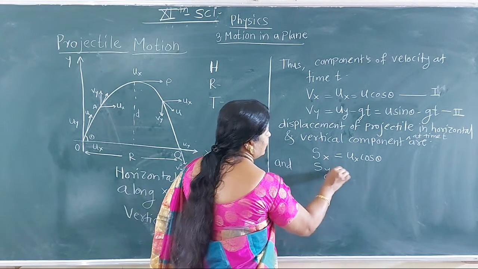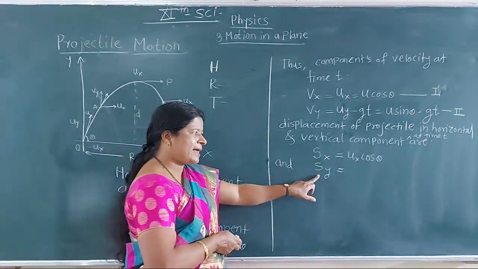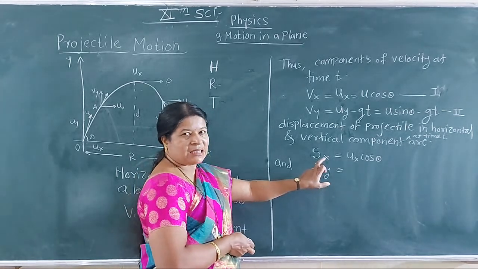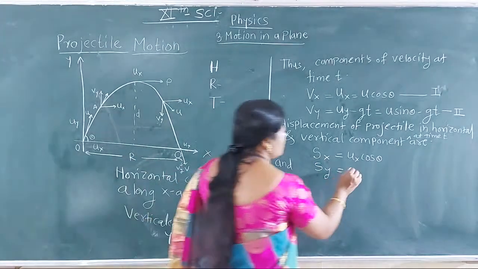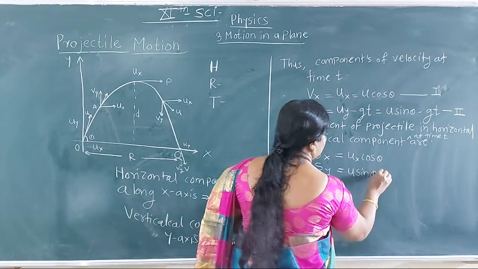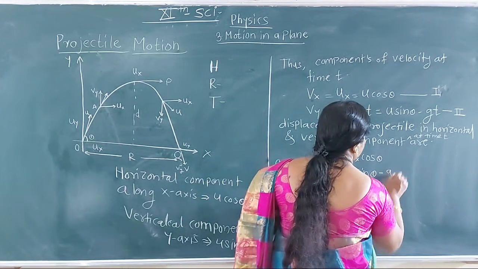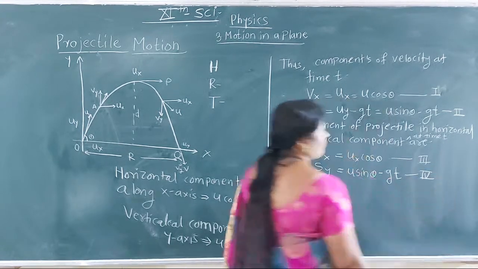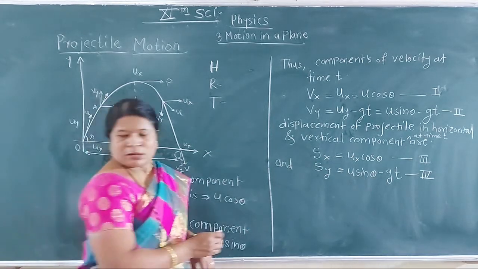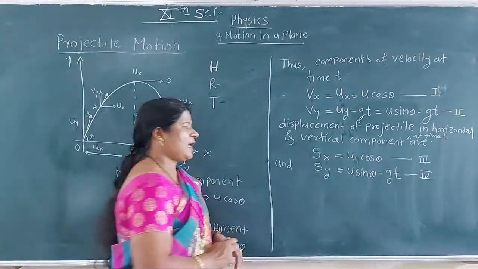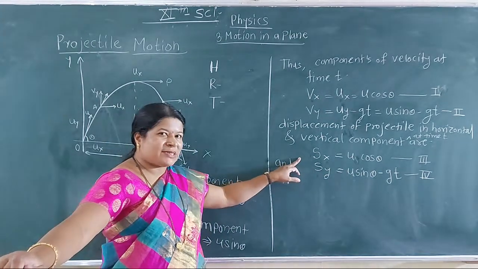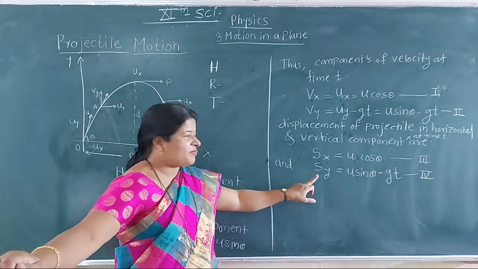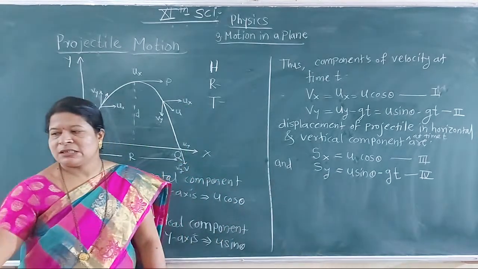it is Sy, the displacement of the projectile along the y axis, and Sx the displacement along the x axis. Therefore Sy is equal to u sin theta minus g into t. We call this equation number 3 and this equation number 4. Here u cos theta is only along the x axis. So we get the displacement of the projectile along the x axis as x is equal to u cos theta, and along the y axis Sy is equal to u sin theta minus gt.